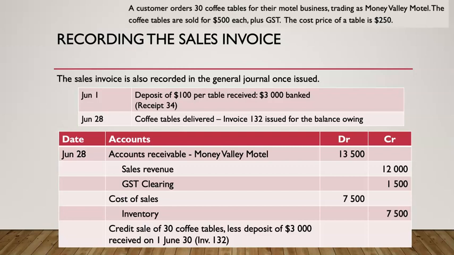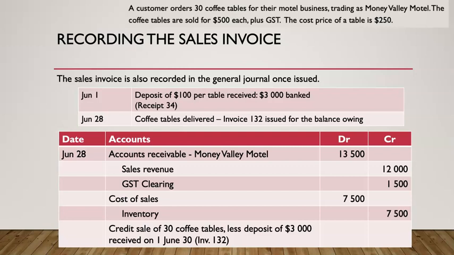This can be split up between GST clearing, the GST that we've received that we must pay to the government. Liability going up is a credit. And it is $1,500 because remember there was no GST on the deposit transaction, so it's all contained in this. Sales revenue, we've now earned it because we've given the tables to the Money Valley Motel. This is $1,200 to make sure our debits equal our credits.